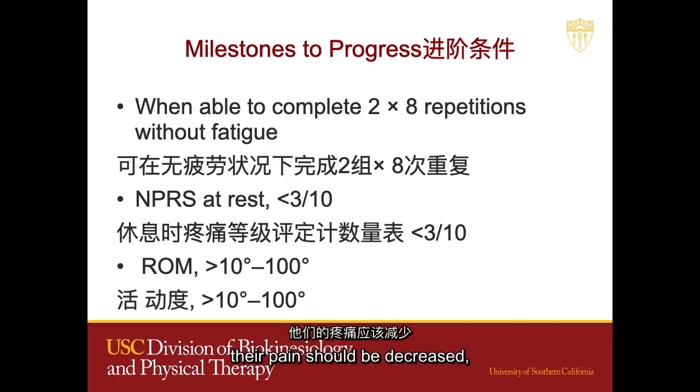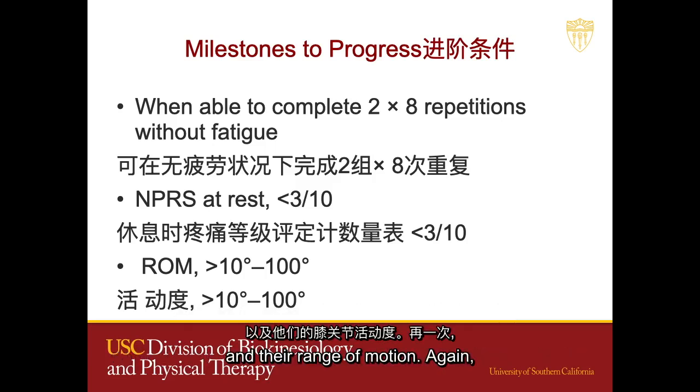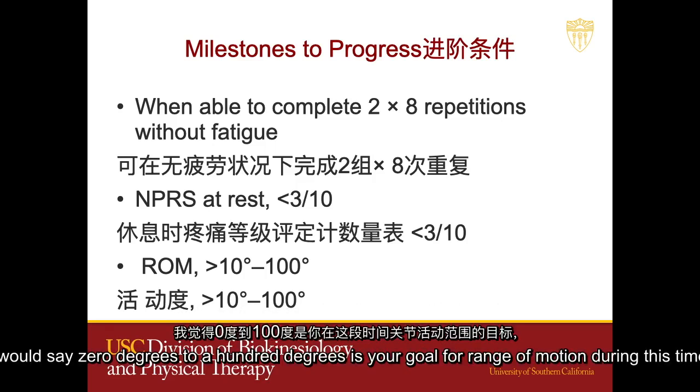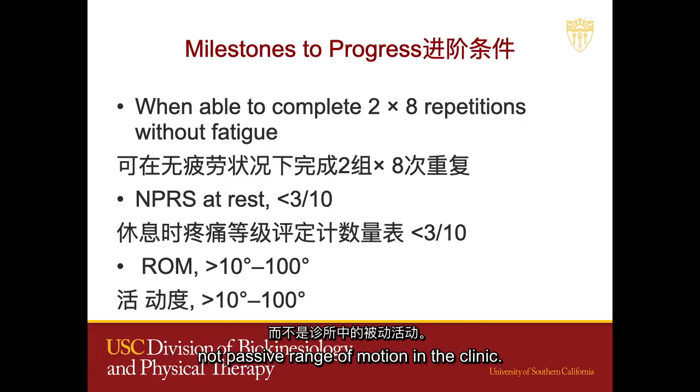Also at this phase, their pain should be decreased, so they should be less than or equal to about a 3 out of 10. And their range of motion, again, I would say 0 degrees to 100 degrees is your goal for range of motion during this time. And we're really trying to get that range of motion with active activities, not passive range of motion in the clinic.